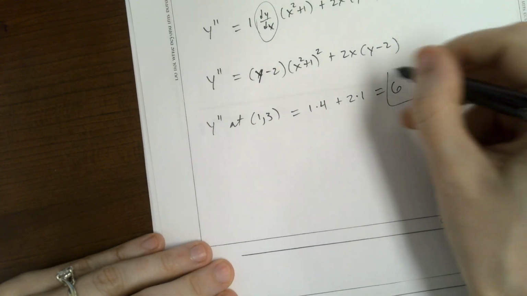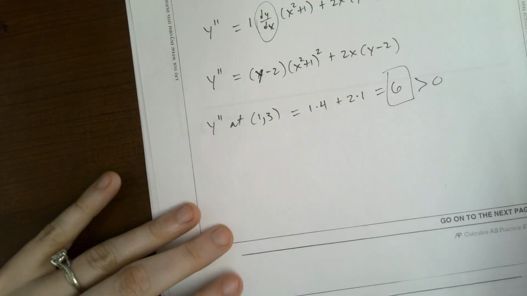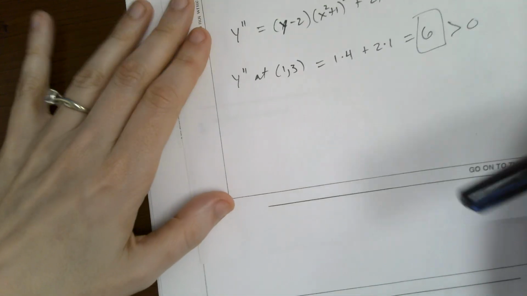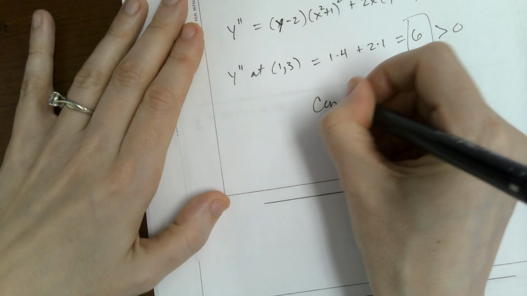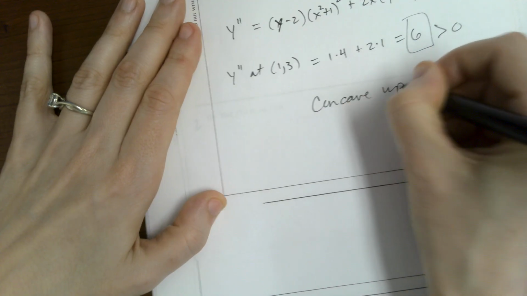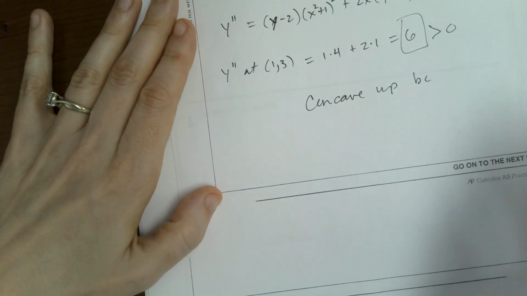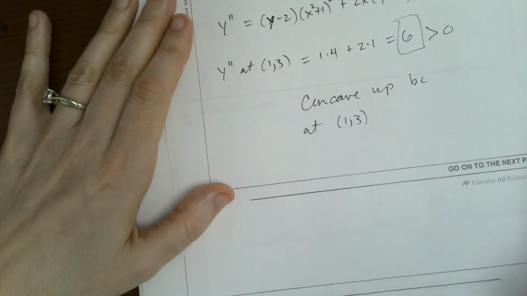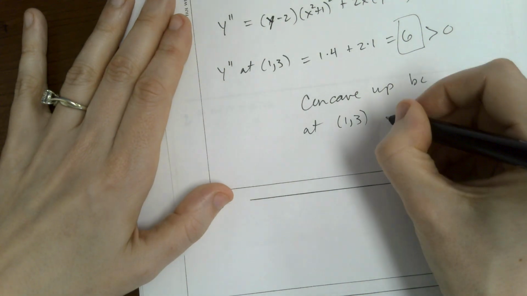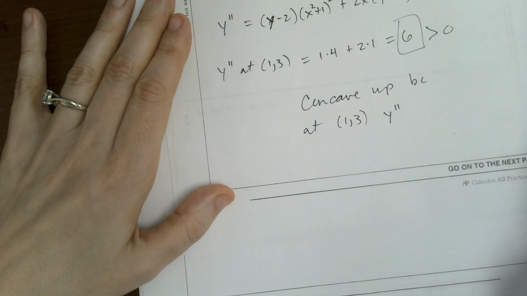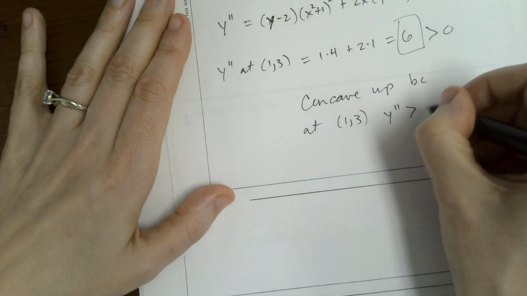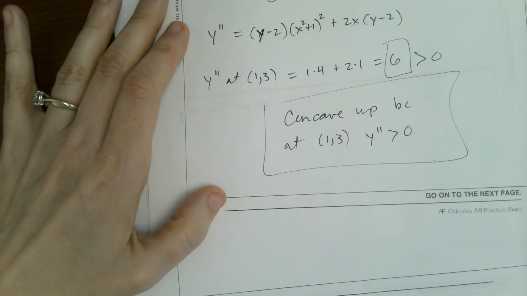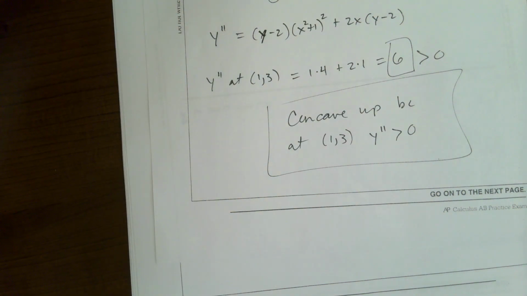All right, so I found this number, which it was asking for. Concave up or concave down? And I'll say concave up because at 1, 3, y double prime is greater than 0. Okay, there it is.